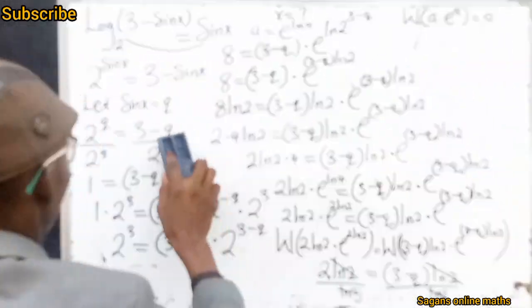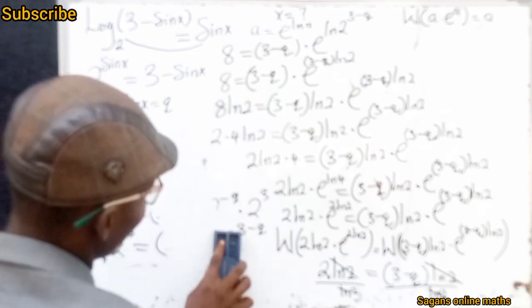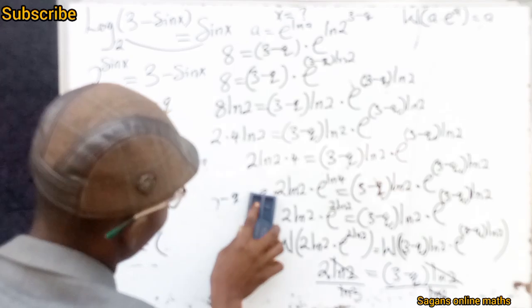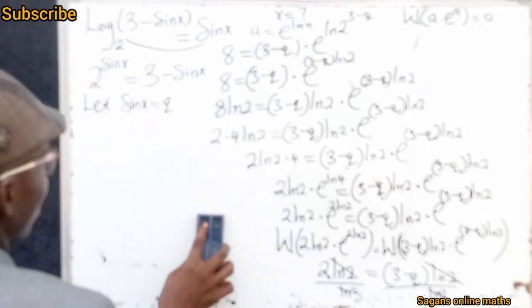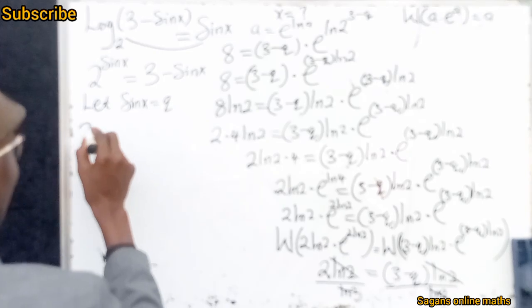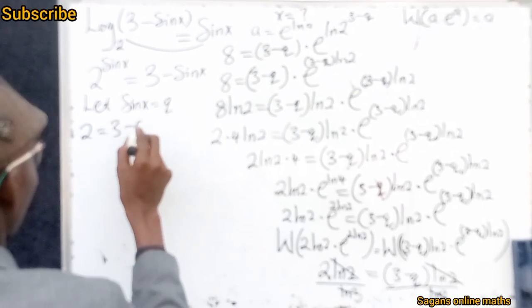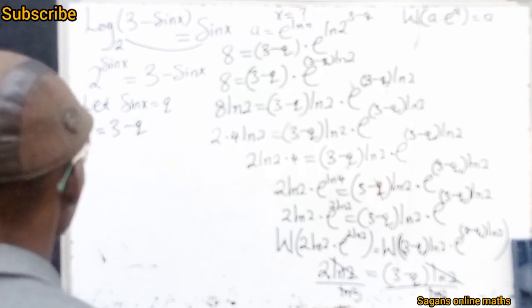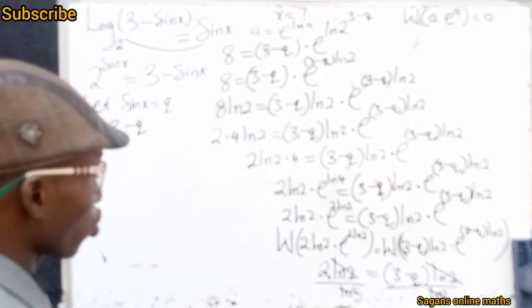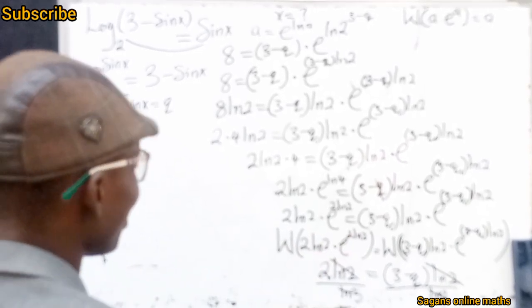Let me remove this from here. Alright, let's see. So we have that 2 equals 3 minus q. You can see it's awesome, right? It's awesome because we have escaped the Lambert W function. Now you can solve this simple linear equation.